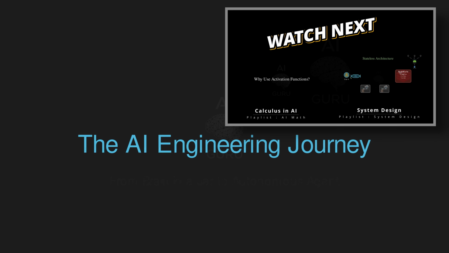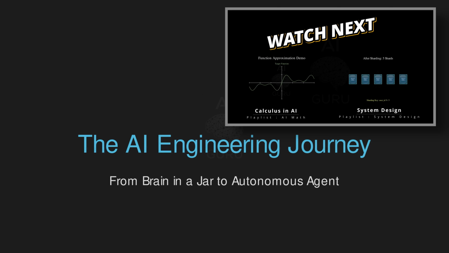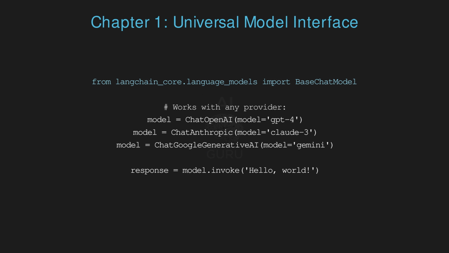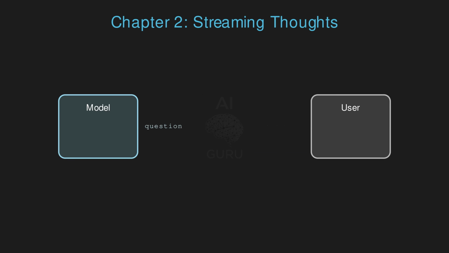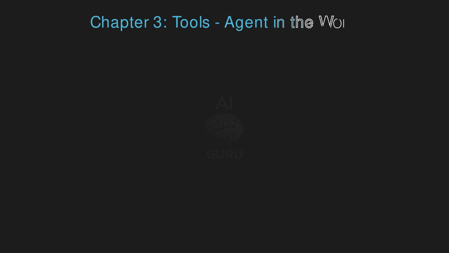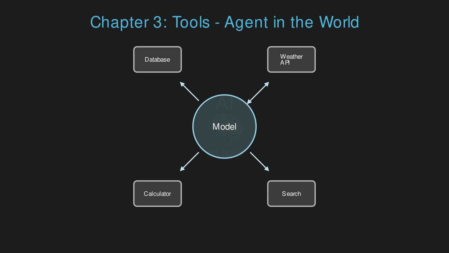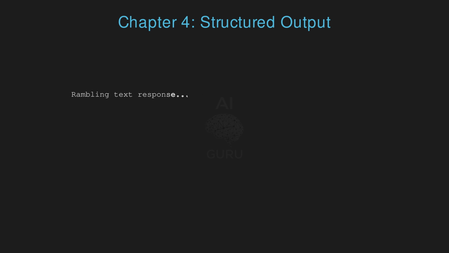So, looking back, we've covered a ton of ground in a pretty short time. We really have. Let's just recap the journey. We started with a universal model interface. We learned to stream its thoughts for better UX. We gave it tools to check the weather, turning it from a brain in a jar into an agent in the world. And we forced it to stop rambling and give us clean, database-ready JSON. It's a powerful toolkit. Absolutely.